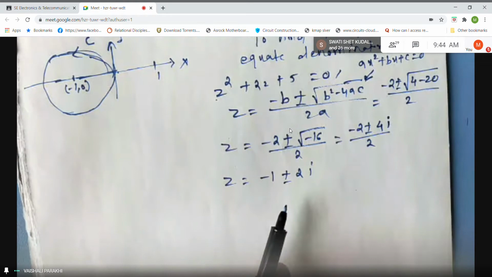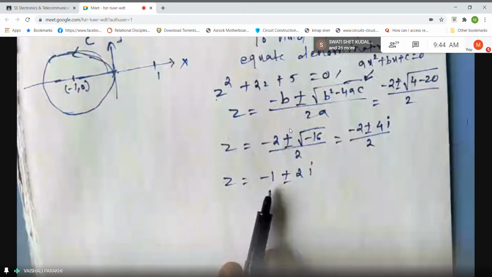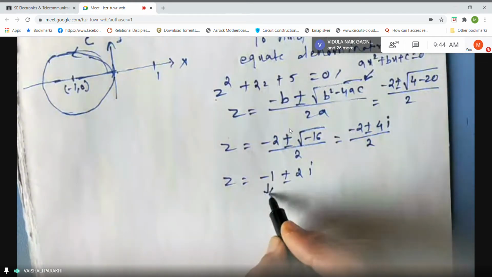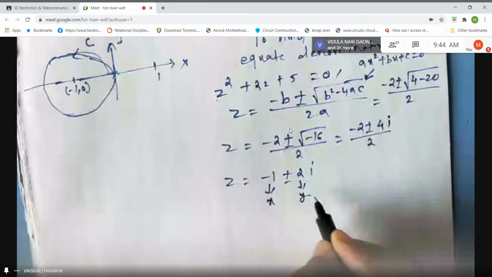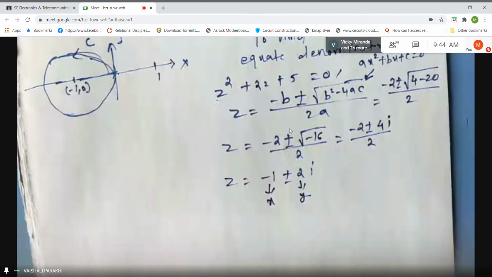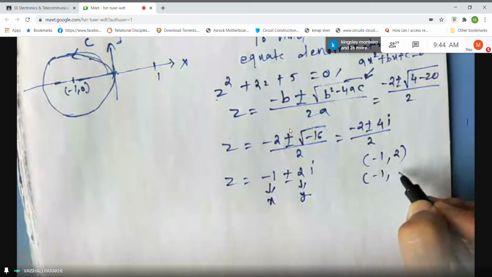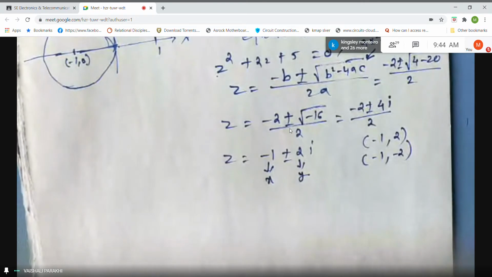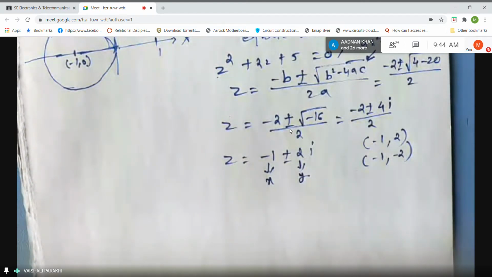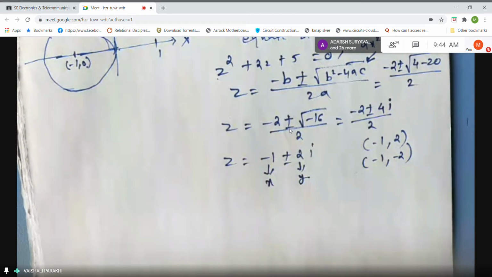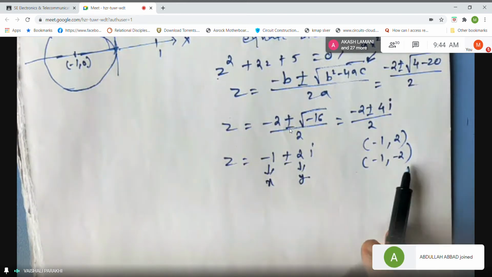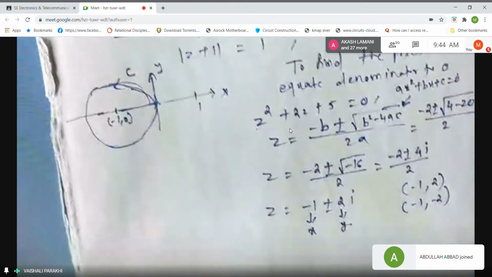Right. Now what we do, students, here: x is minus 1 and y is plus or minus 2. So this point is nothing but (minus 1, 2) and (minus 1, minus 2). So these are the 2 points, students. Even though it is a complex number, you can write it in this form: (minus 1, 2) and (minus 1, minus 2).